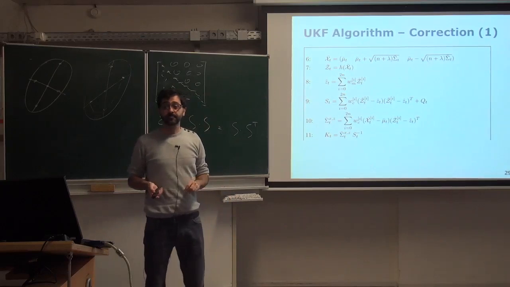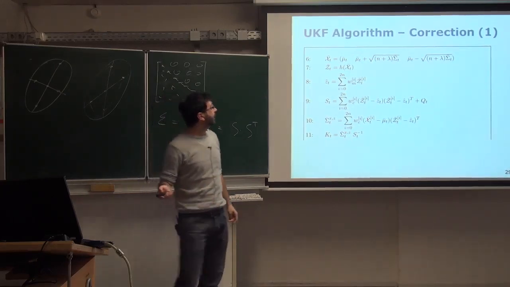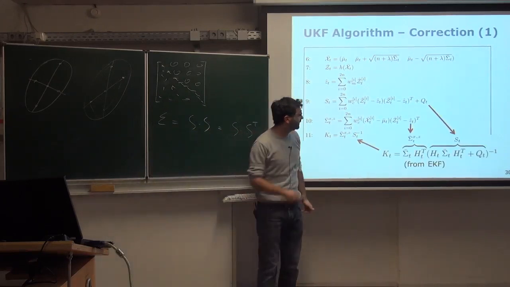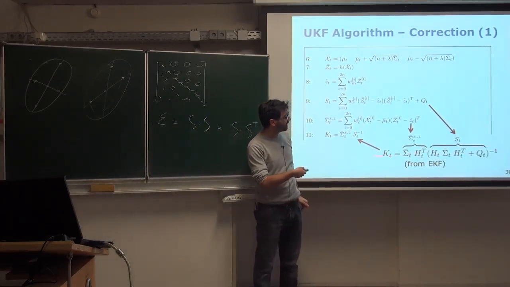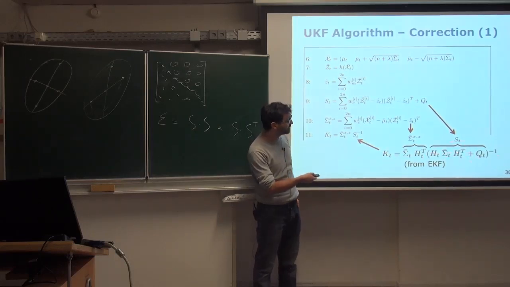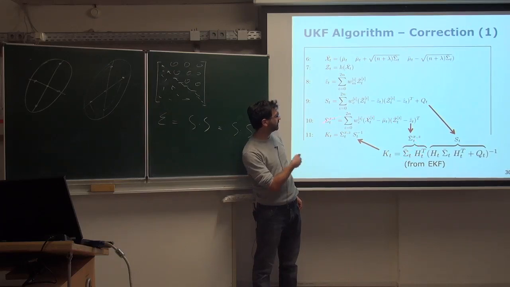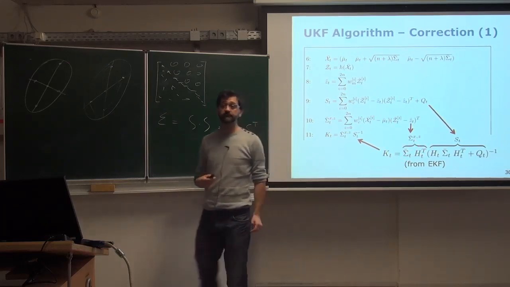Okay? And here we have all the components to get the Kalman gain, and then we apply roughly the same formula. It's just a different way of computing these terms. The terms that we had here in the Kalman gain are now computed directly with the unscented transform, and these terms here are also computed directly from the unscented transform. Okay?